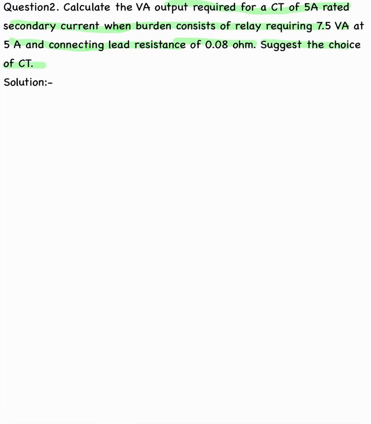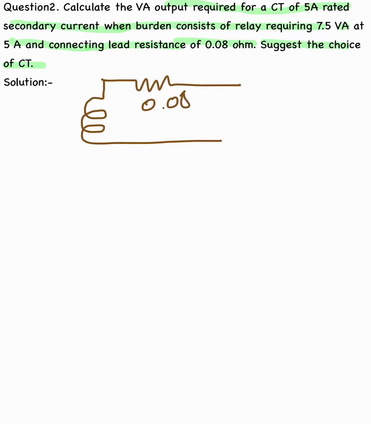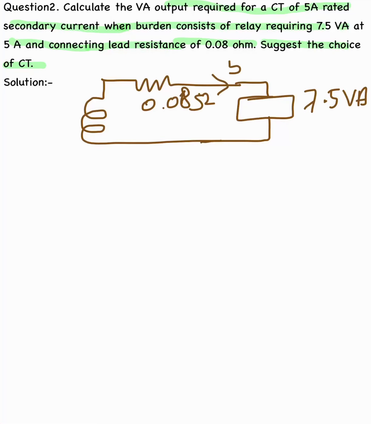So the diagram is like this: resistance 0.08 ohm and connected through a load that is 7.5 VA, and here the current flowing is 5 ampere in the secondary side.